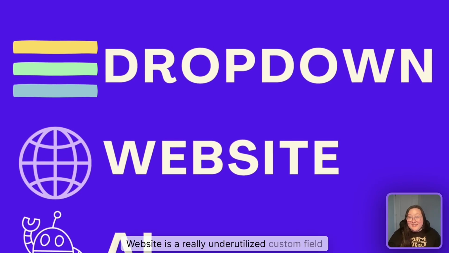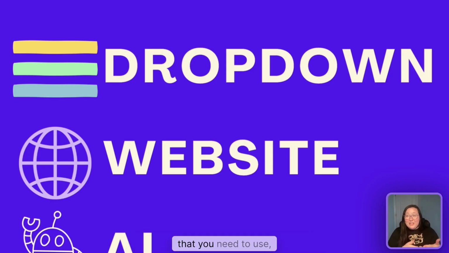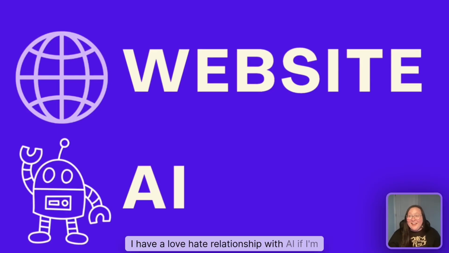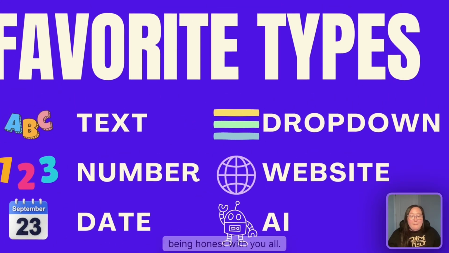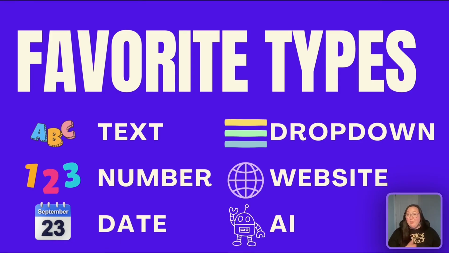Website is a really underutilized custom field that we'll get into in this example because you can, within your ClickUp, organize your data, do what you need to do. But when you have external resources that you need to use, you can quickly link out to them. Then lastly, AI. I have a love-hate relationship with AI, if I'm being honest with you all, but I've had so much fun experimenting with AI custom fields and what they can do to save you time, especially from a project management capacity.